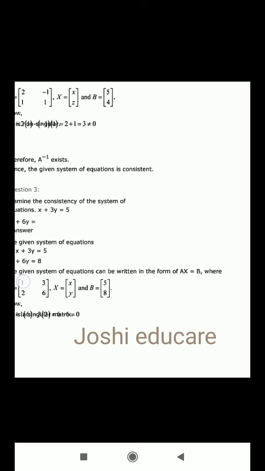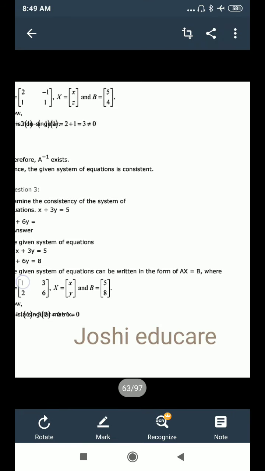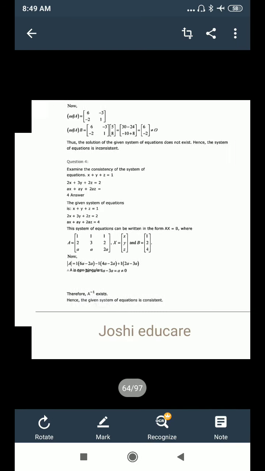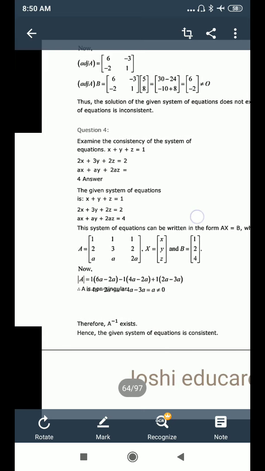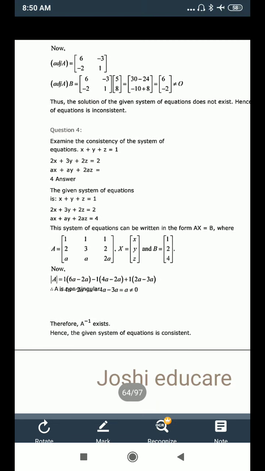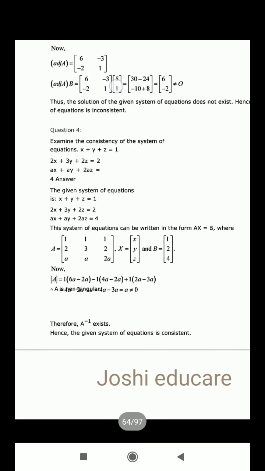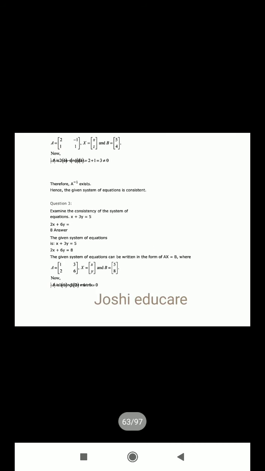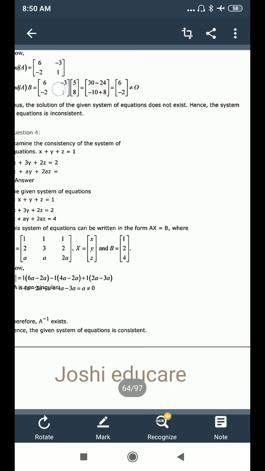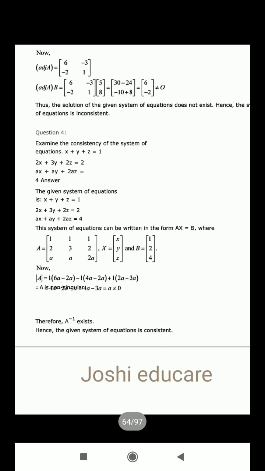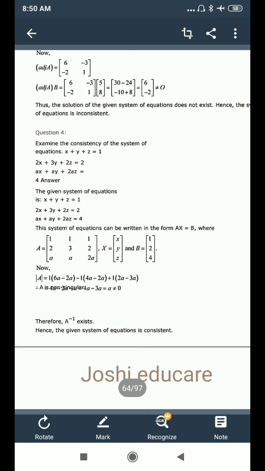Just interchange the diagonal elements and change the sign of the other two elements. That's all. So in this case, 1 and 6 are interchanged. So 6 will be at this place, 1 will be at this place, and change the sign of these two. I got adjoint of A. You multiply this with B, adjoint of A into B. B is a column matrix already given. You see this is B. So I am multiplying adjoint of A with B. Just multiply these two matrices, you will get a matrix which is not equal to O.